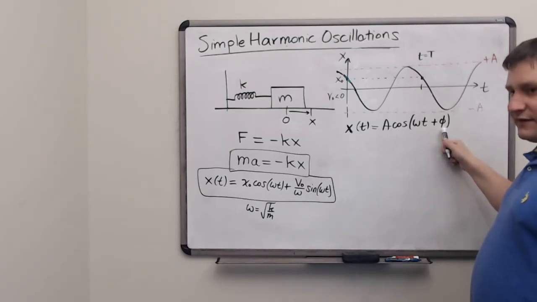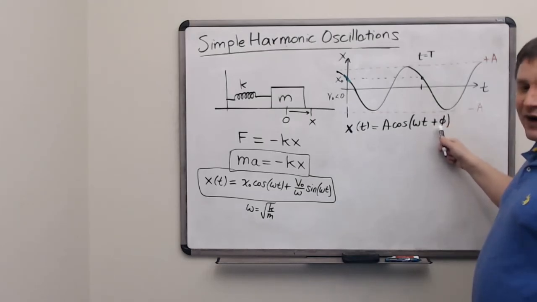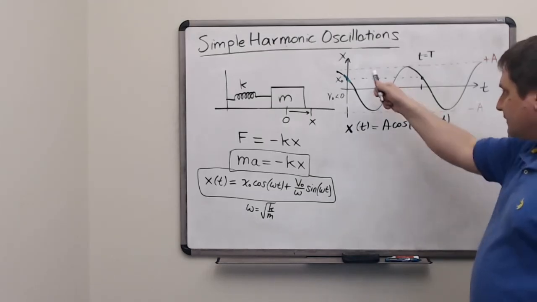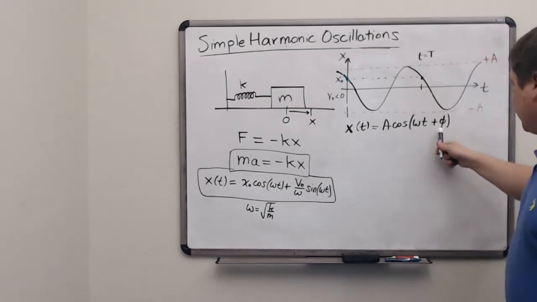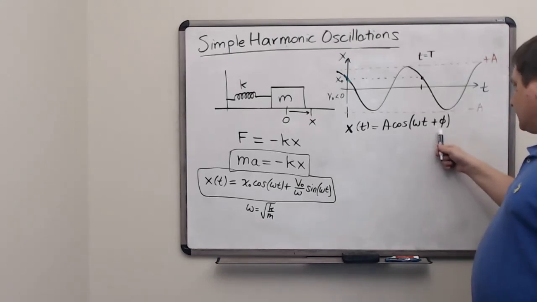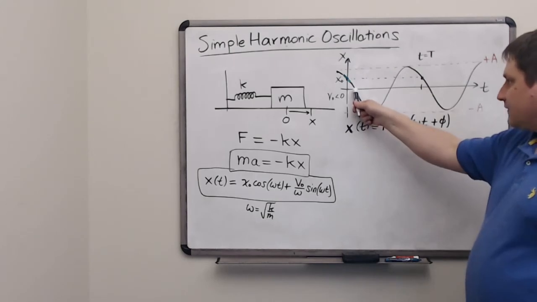So in our first solution, guess 2, this angle was assumed to be 0, and that's why it always started at the top of the oscillation. But if this angle is, say, 90 degrees or pi over 2, then at time 0 this oscillation would begin at this crossing spot here.